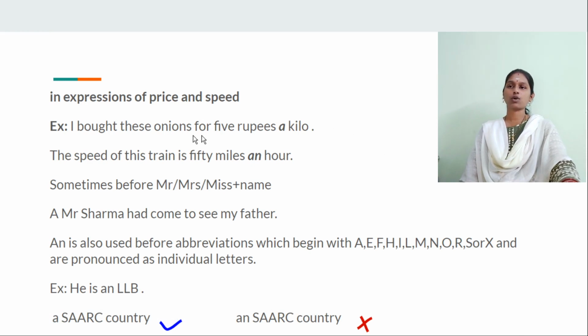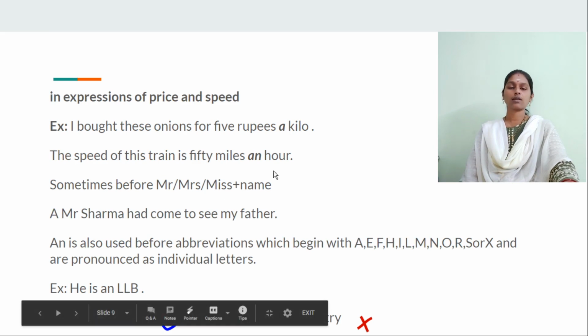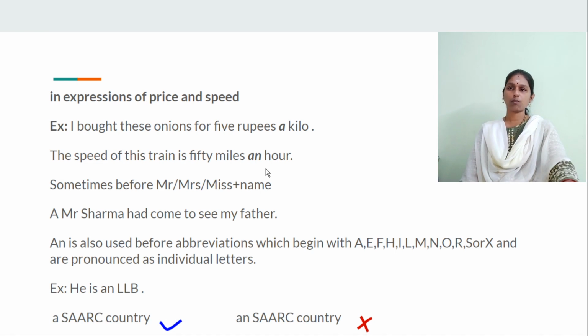I bought these onions for 5 rupees a kilo. A kilo means one kilo; one kilo costs 5 rupees. The speed of this train is 50 miles an hour. Here H is a consonant, but we have used an because H is silent and we are not pronouncing it; we are pronouncing this with a vowel sound. So we used an here.